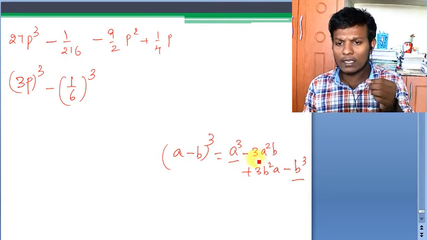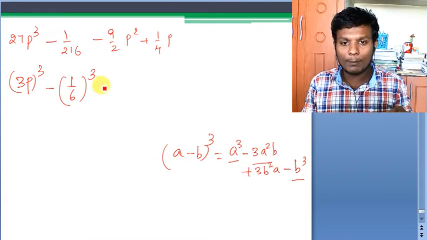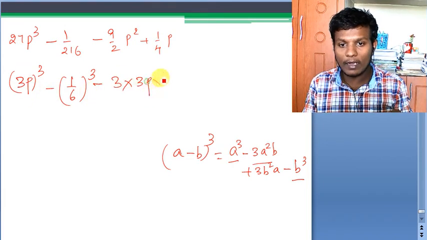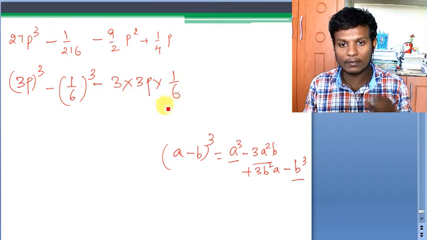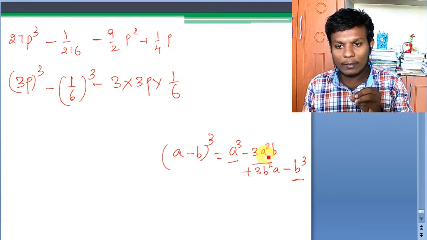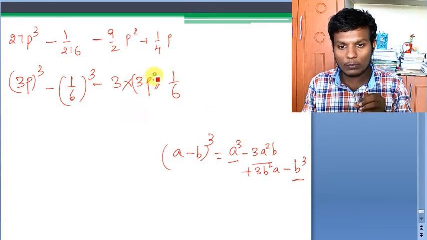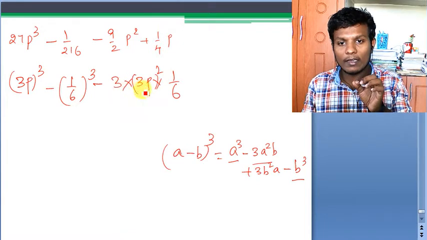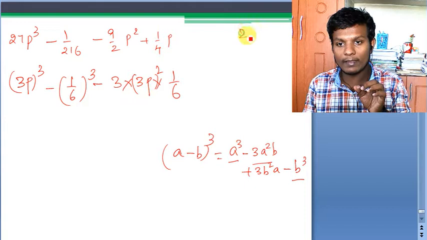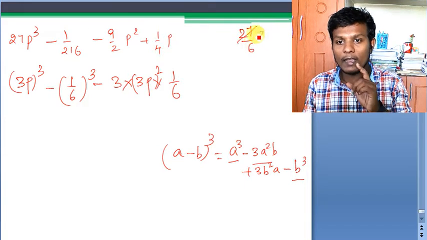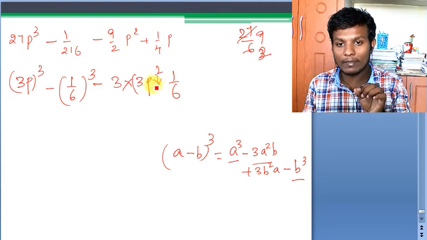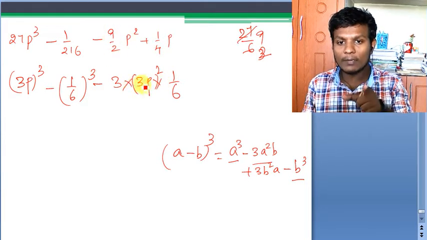So shall I check whether this term is coming or not? Minus 3 into, in place of a there is 3p, and in place of b there is 1 by 6, and here it is being squared. So let us see, 3 into 3 square is 9, 9 into 3 is 27, 27 by 6, 3 9s are and 3 3s are, 3 2s are, it is 9 by 2 p square. Yes, it is matching. So 9 by 2 p square is perfectly matching with me.